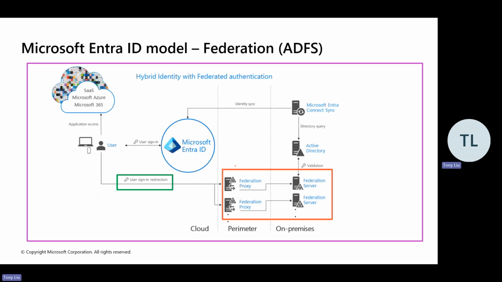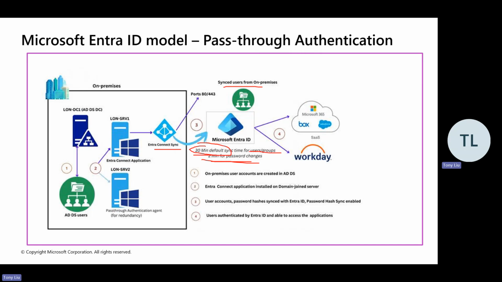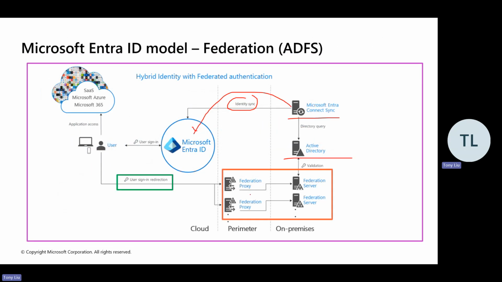So this is another one, federation. Federation is even more complicated. On premises, you need additional servers called federation servers. So federation servers will work with the cloud. You have Active Directory and Entra Connect Sync. This is identity sync, so these are all the same as the previous one, right? They all have the identity and the Connect Sync, but they also have federation, the authentication federation server, and the federation proxy.